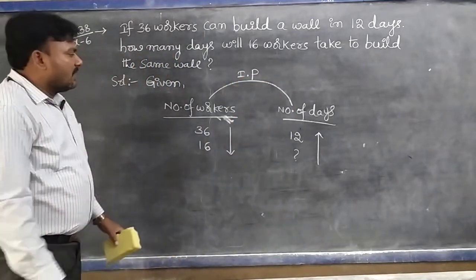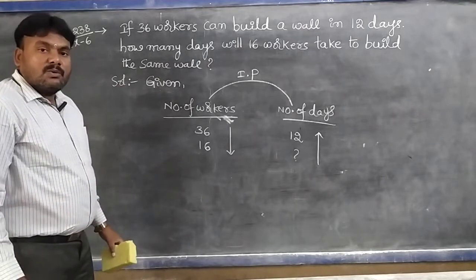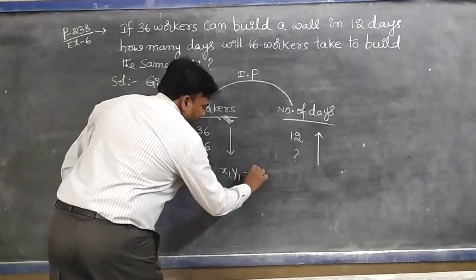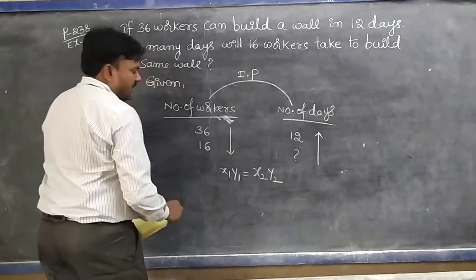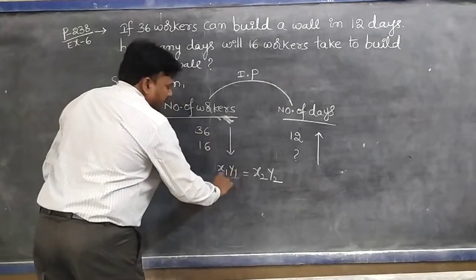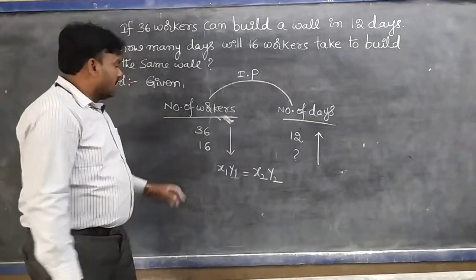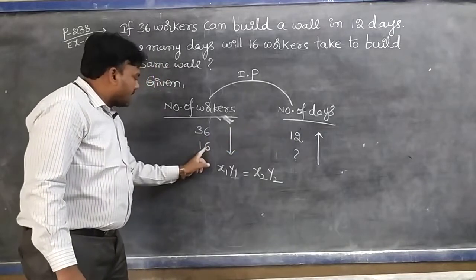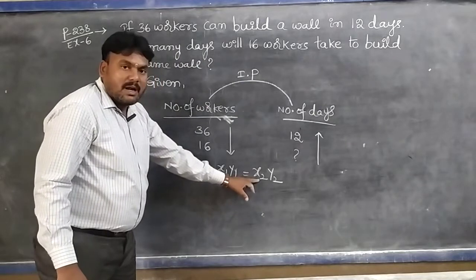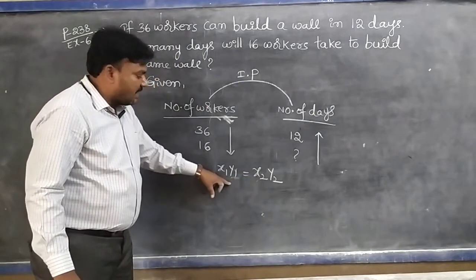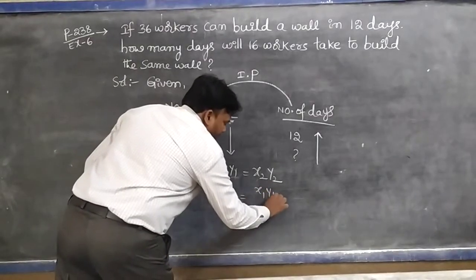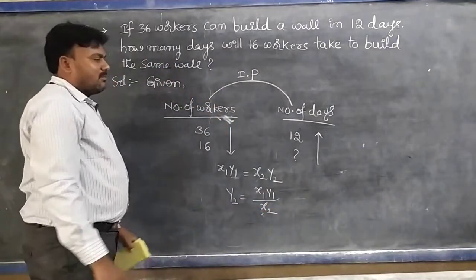If both quantities are in inverse proportion, we know very well what the formula is. That is x1 y1 equals x2 y2. Which is x1 and which is x2 was already learned in the previous video. So here we find the y2 value. Here x2 is multiplied; when sent to the left side, automatically it is divided. Therefore y2 equals x1 y1 by x2.